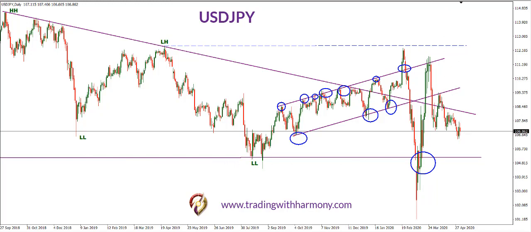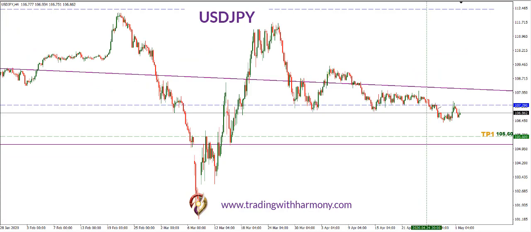So let's go into the 4 hour and we'll look at what I'm looking at for this coming week. Last week we were talking about a break of this support line and coming down to a target here. This week I'm still looking at the same. It did come back up and test this, breaking this support line, now resistance. So I'm still looking for it to come down to this TP1 level, being the 105.60, for this coming week and beyond.